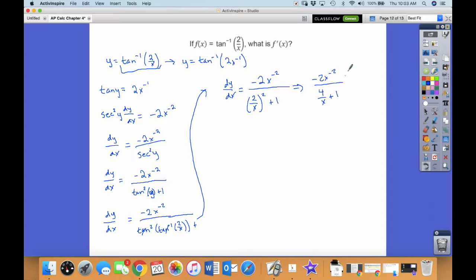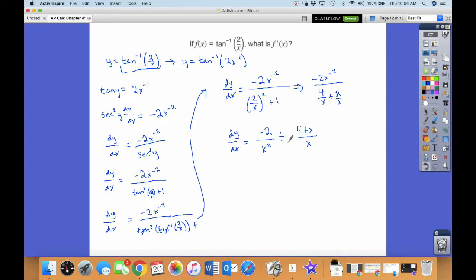Now comes the problem where we have all sorts of fractions everywhere. So what I'm going to do is I'm going to write it dy dx equals negative 2 over x squared divided by 4 plus x all over x. And the reason why I did that is because this is 4 over x plus 1, and we need them both to have the common denominator. So basically, I changed it into x over x, so it still equals 1.